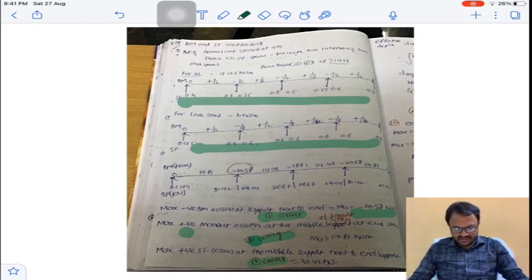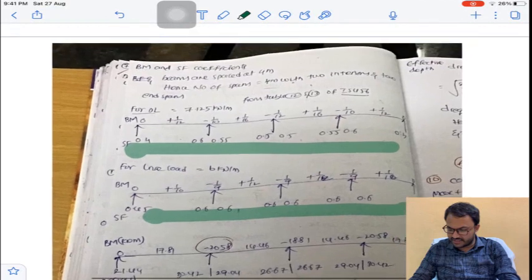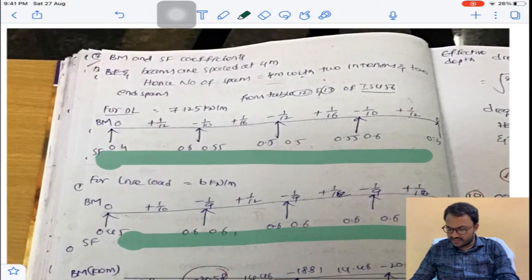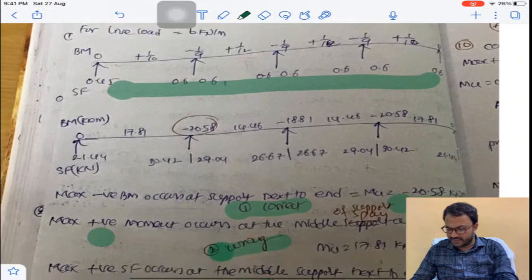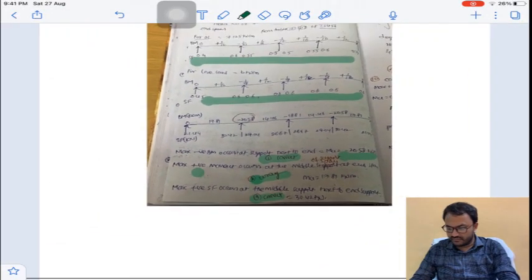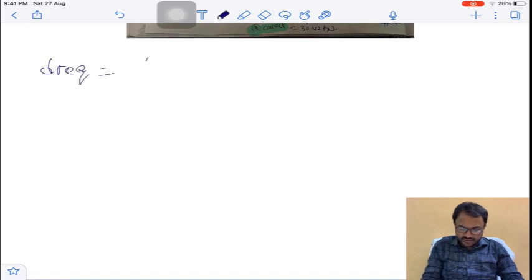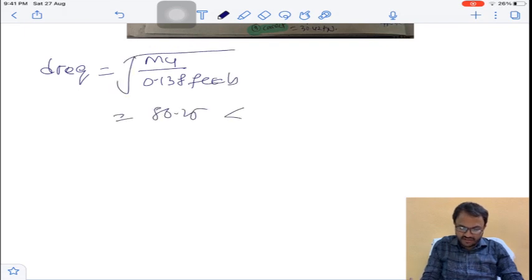So this will help you to calculate everything. So you just try to understand this diagram. It will take much time for me to explain. So now depth required will be Mu divided by 0.138 fck b. So it will be 86.25. It will be less than 125. So it is under reinforced. So statement 4 is correct.